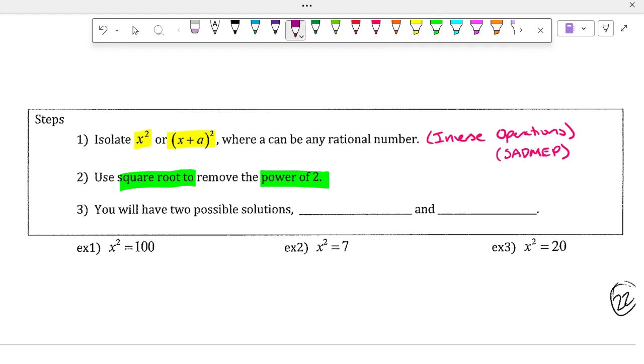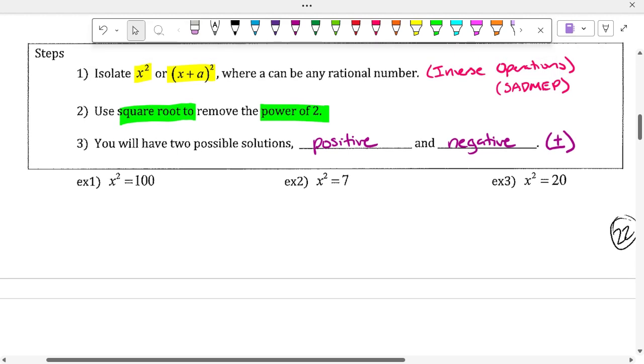And then you will have two possible solutions. Typically, it's a positive version and a negative version. So remember, that's where that plus minus comes into play. Whenever you take a square root, whatever you get after you take the square root of both sides, make sure that when you take that square root of a number, you put plus minus in front of it, even if it's just a simplified radical. All right.